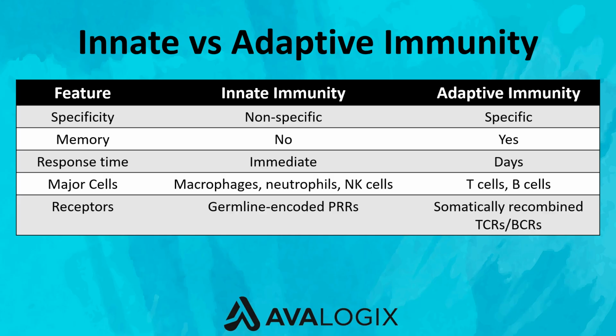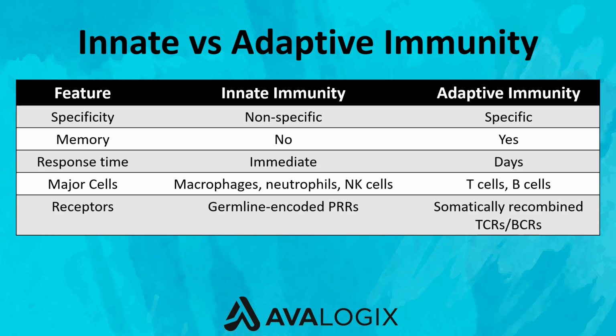Next is specificity. Innate immunity is nonspecific. It recognizes general features common to many pathogens, like bacterial cell walls, viral RNA, or fungal sugars. Adaptive immunity is highly specific. It identifies unique antigens, specific pieces of one pathogen that no other cell has.